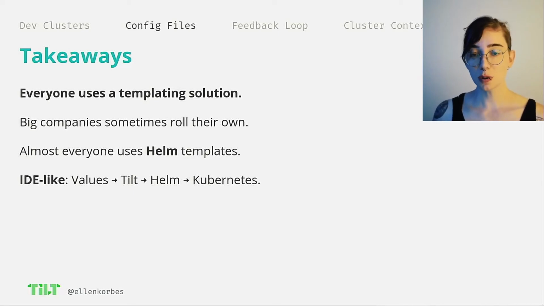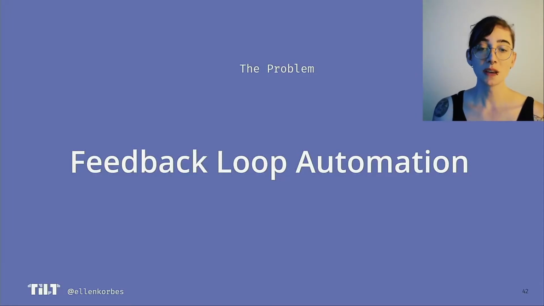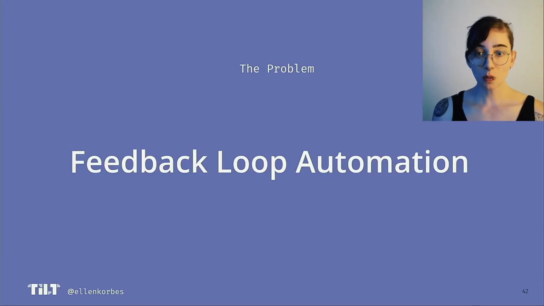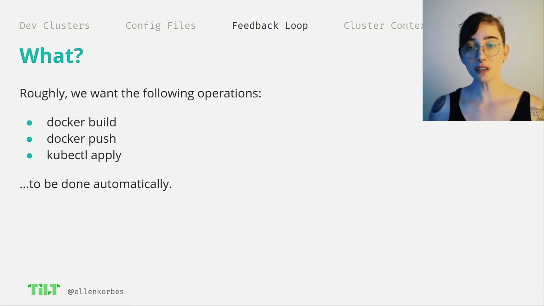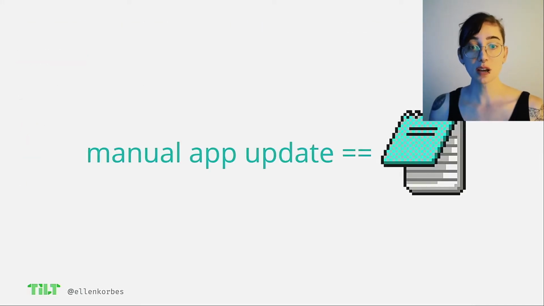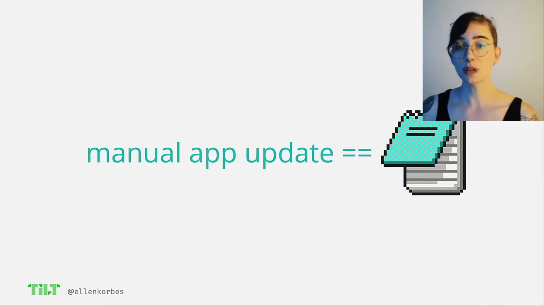And there's a lot of integration with tools like Tilt, which is the next category we're going to discuss. Feedback loop automation. Well, let me tell you a story. If every time I make a change to my code, I need to Docker build, Docker push, and kubectl apply to see my change running live, if I need to do all of this, I am coding with Notepad. That's silly. We don't want to do that.